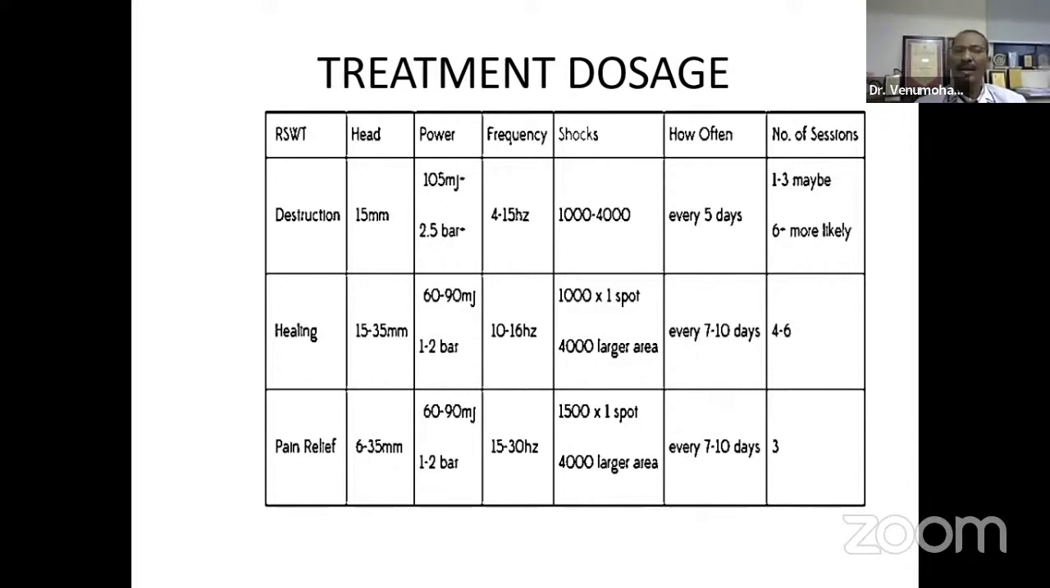And this is given every 7 to 10 days, and 4 to 6 sessions are likely to be given. And for pain relief, 6 to 35 mm heads are used, and the dosage delivered is the same, around 60 to 90, but the frequency is slightly higher, 15 to 30 hertz. And in a spot, more shocks are required. So it is 1500 in a small spot and 4000 in a larger area. This is also given every 7 to 10 days, and generally it requires 3 sessions.